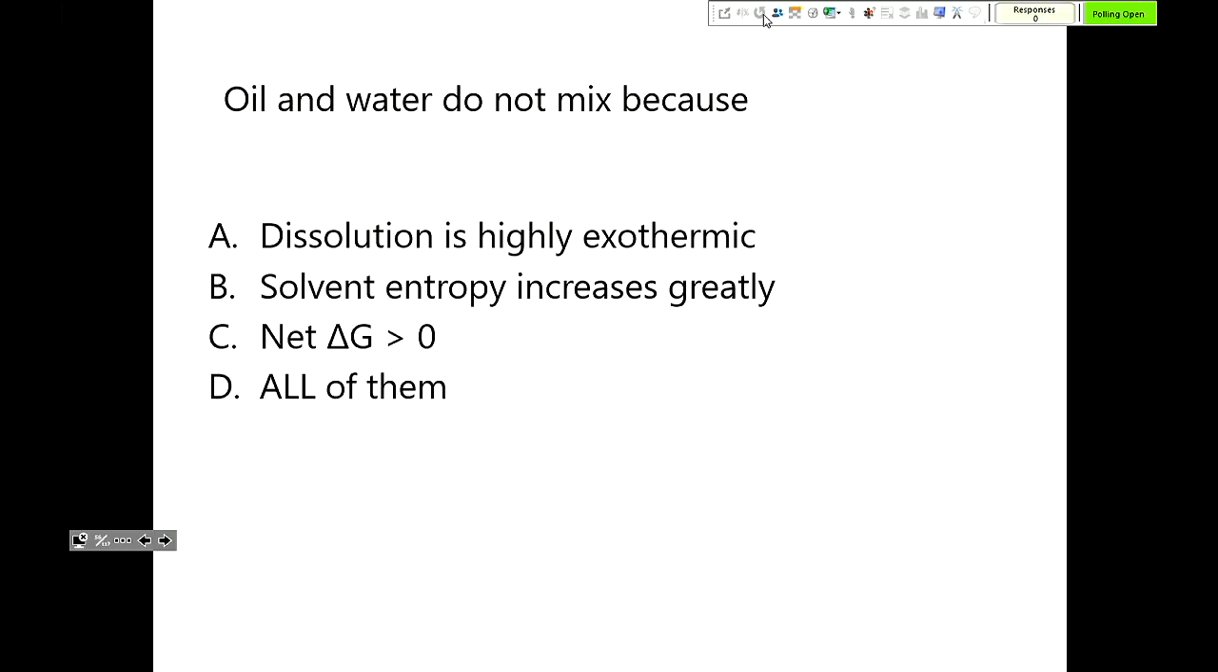So why is it that they don't mix? Dissolution is highly exothermic. Solvent entropy increases greatly. Net delta G is greater than 0. Or is it all of them?